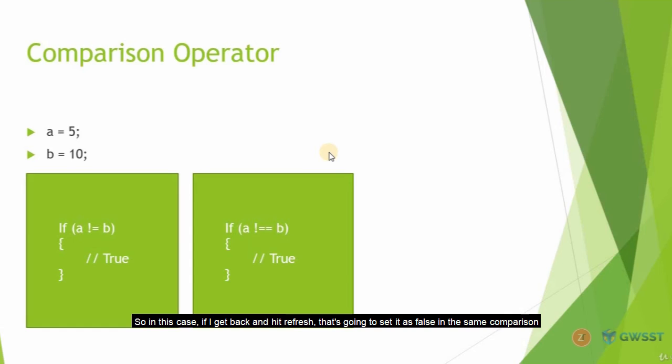In the same comparison operators, we have whether it is not equal to a specific value. For example, we have a is equal to 5 and b is equal to 10, and if I say here that if a is not equal to b, that's going to be true because here a is not equal to b. And if you're using strict comparison, then you'll be using a double equal sign with an exclamation mark, so that is also going to be true.